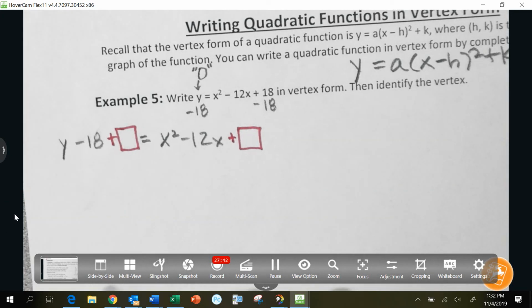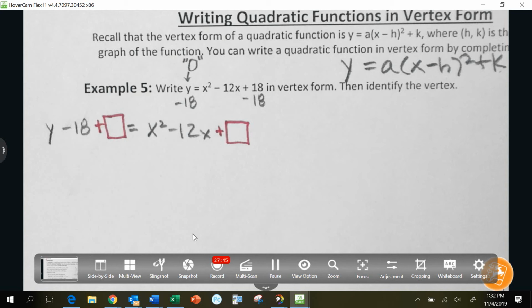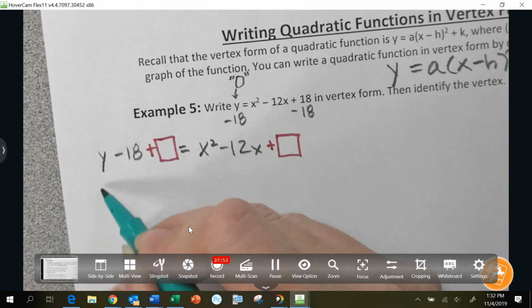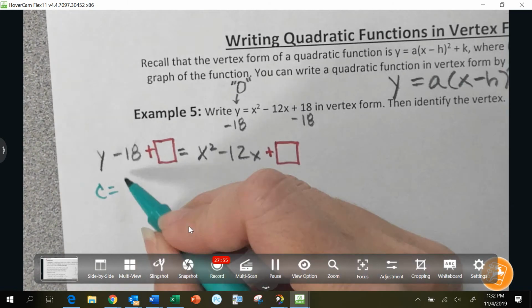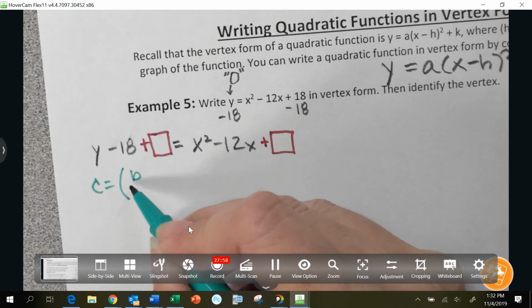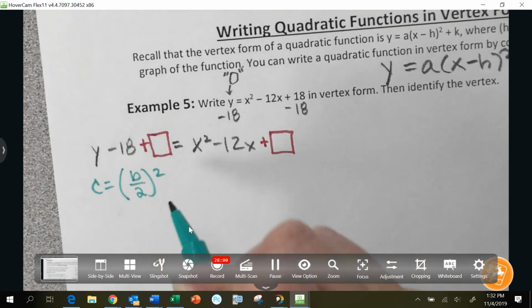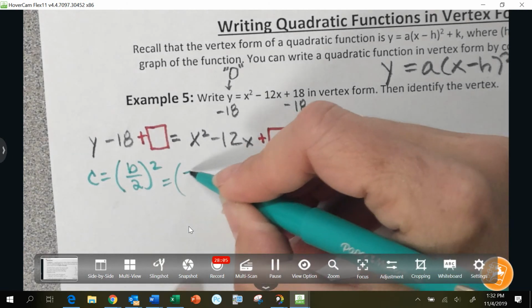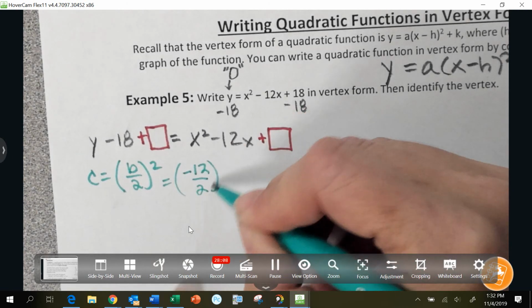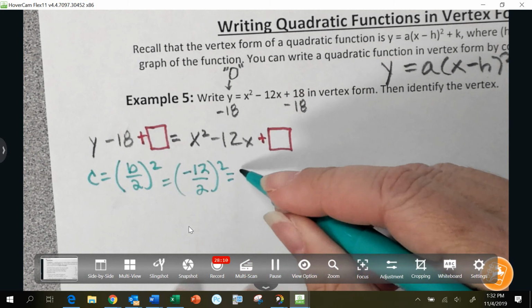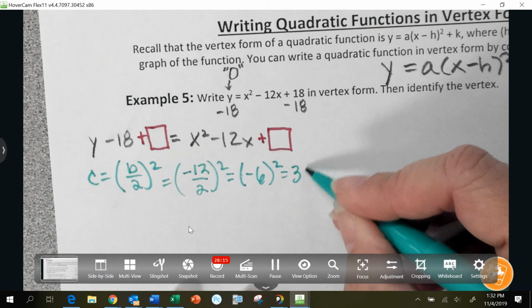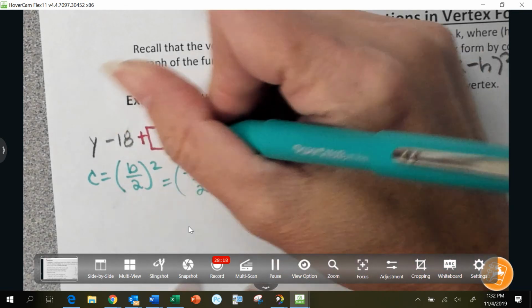Just wait. Okay, guys, we're not done. So we put the squares in. What do I have to do to find my C value? What is the formula? B over 2 squared. Okay, so where's B? Negative 12. So when I take negative 12 divided by 2, I get negative 6 squared. So my C value is 36. So I'm going to put that in both boxes.